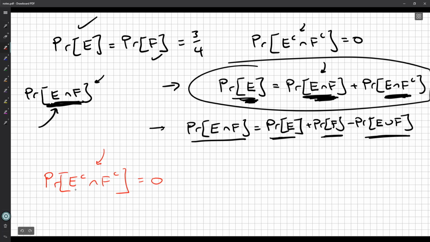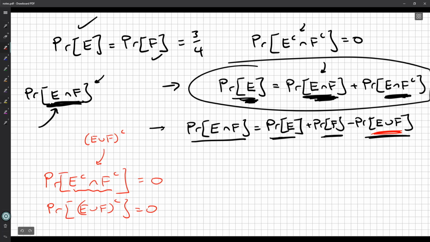Okay? But I've seen E complement intersect F complement way, way earlier in the course. Okay? This is a De Morgan's rule. It's the complement of E union F. E or F not happening. Neither E nor F happens. Okay? And so when I see that, I say, oh, okay, so they've just been sneaky and gave me this bit of information. Now, I'd really like E union F. I'd like the probability of that.